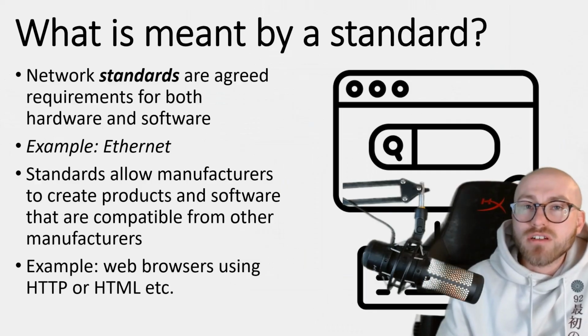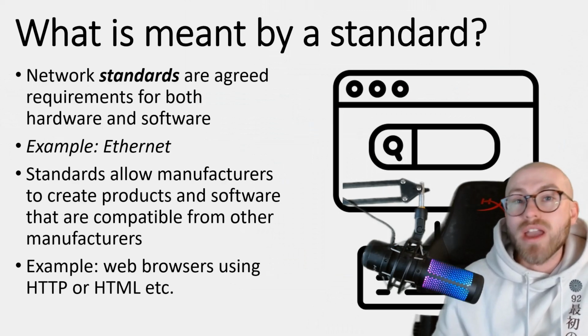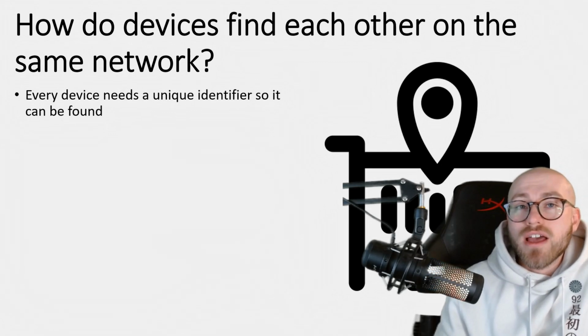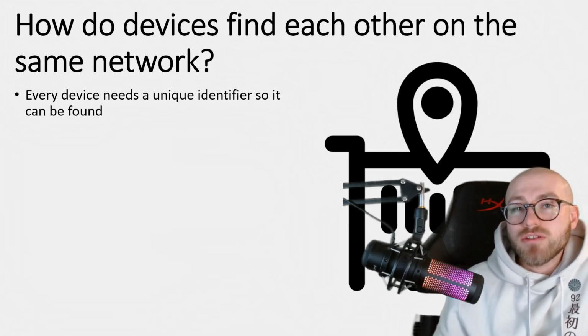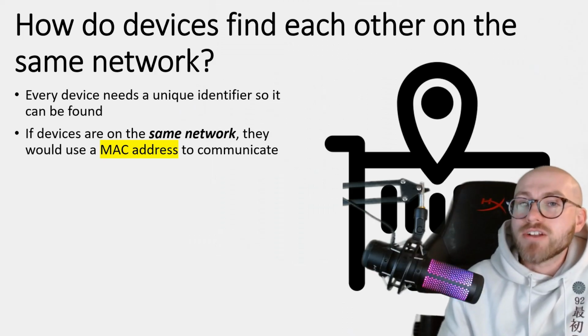Some really common ones include, like on your web browsers, where they agree that they'll use HTTP to communicate, or HTML. Now, if devices are on the same network as each other, there's a way that they can communicate with each other, and this is by using a unique address. If they're on the same network, they'll use something called a MAC address.